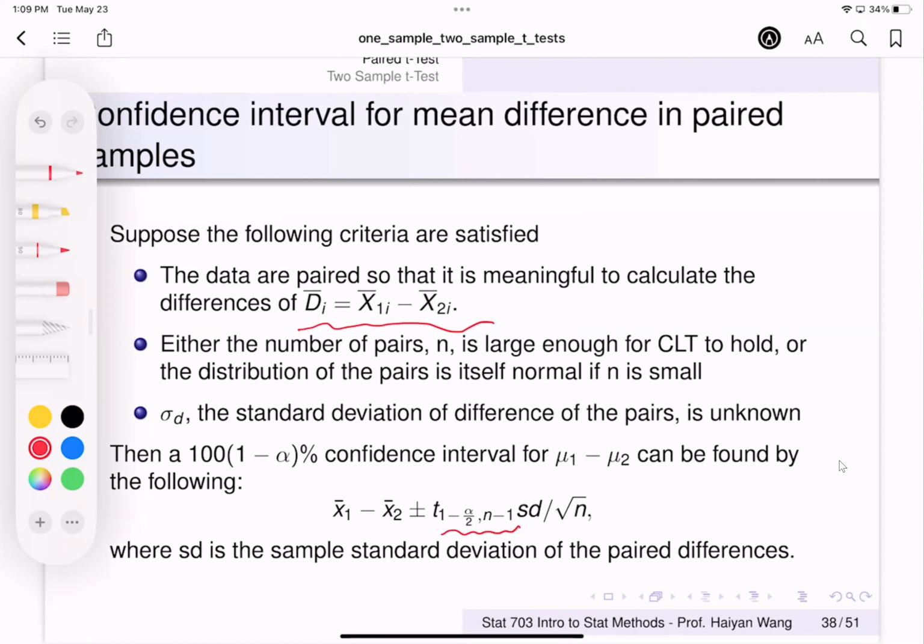So here, for example, when we consider a 95% confidence interval, this would be the critical value from the t-distribution, it's qt. You put 1 minus alpha over 2 there, for example 0.975 for the 95% confidence interval, and then you put the degrees of freedom. And this SD is still the sample standard deviation of the paired differences. Okay, so that's the confidence interval.